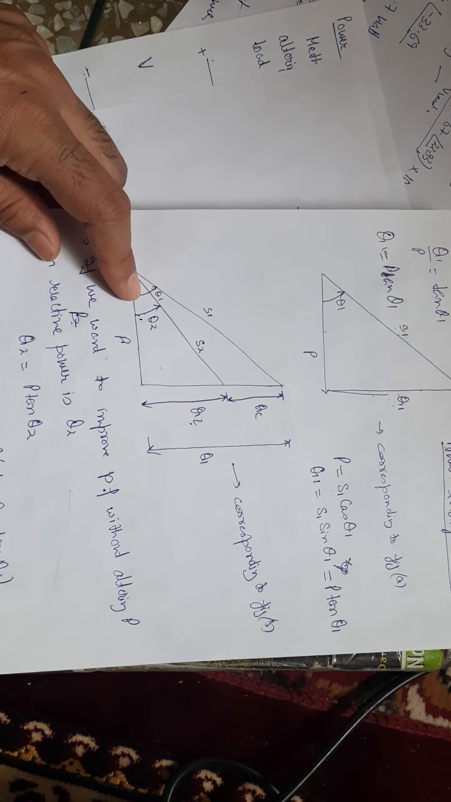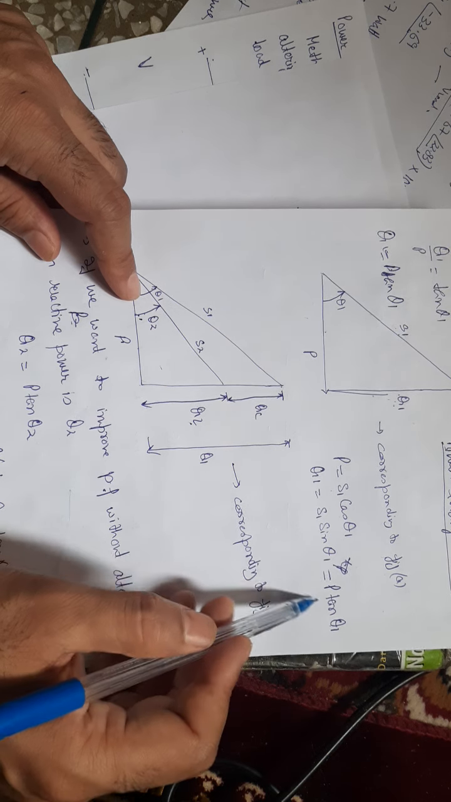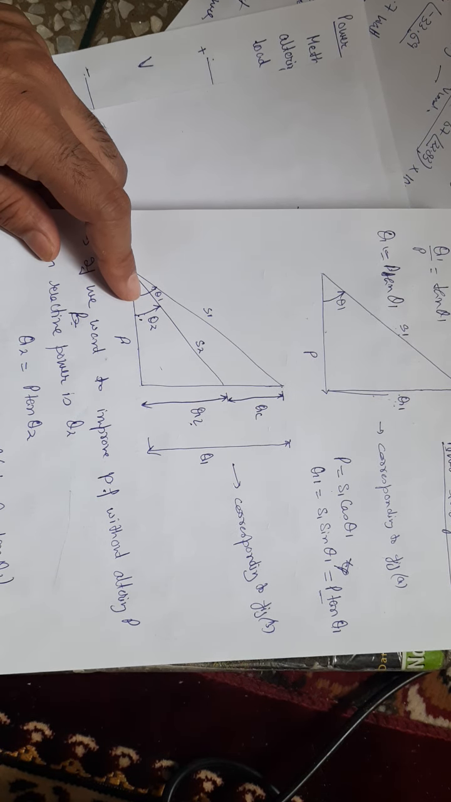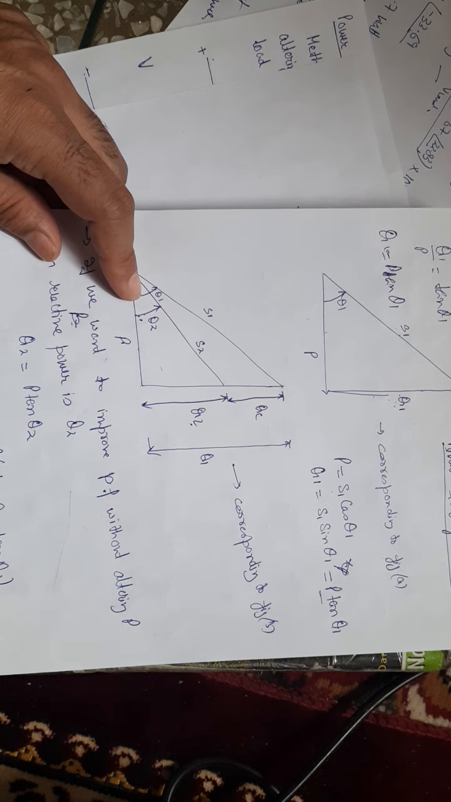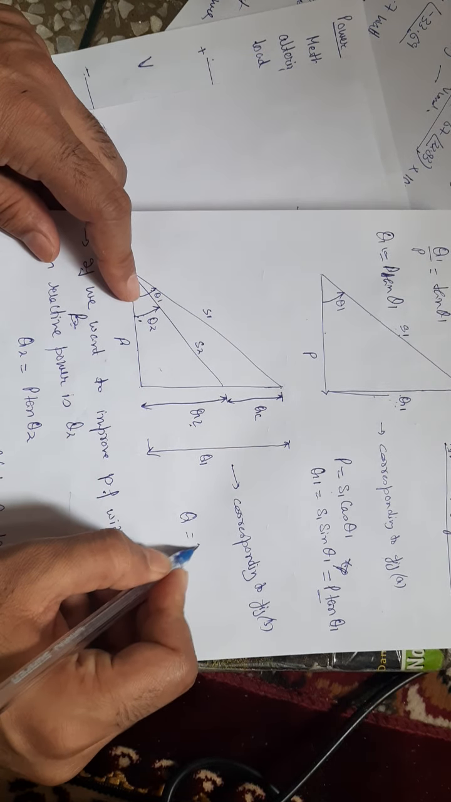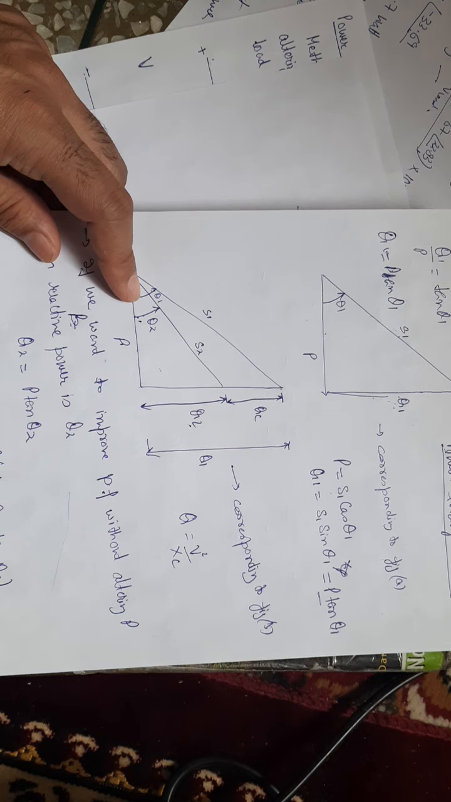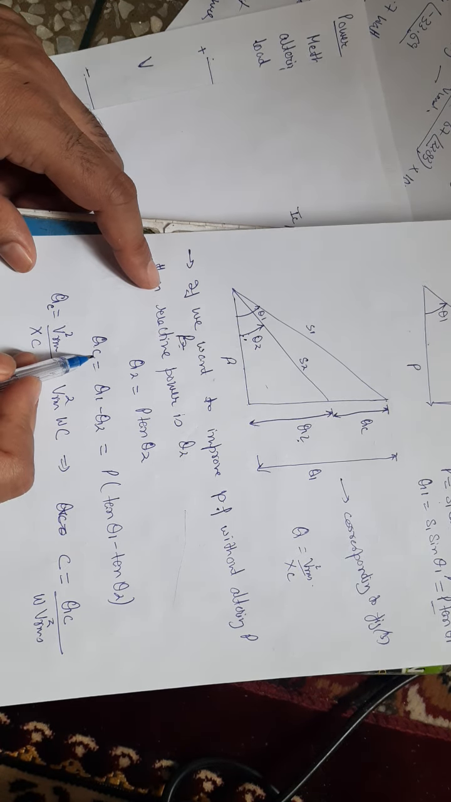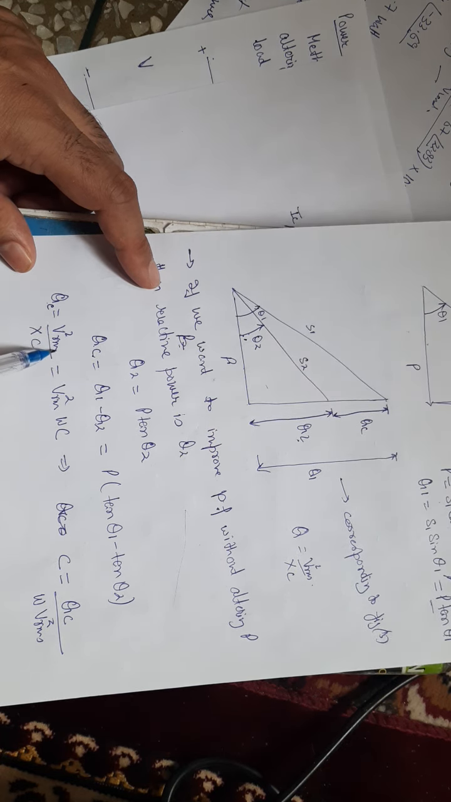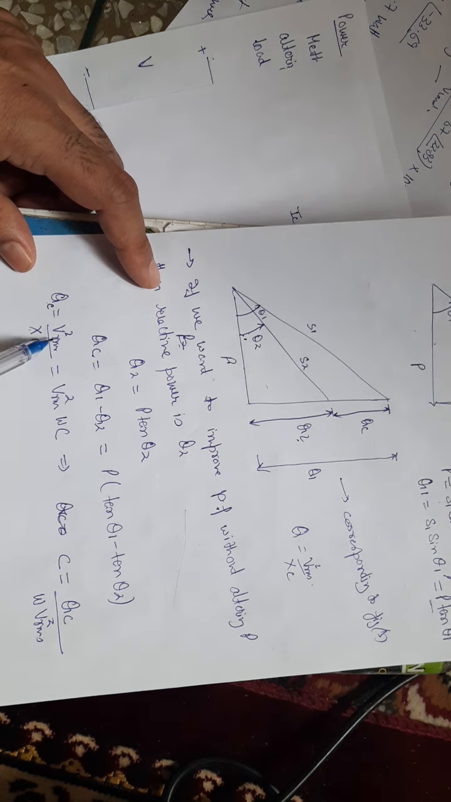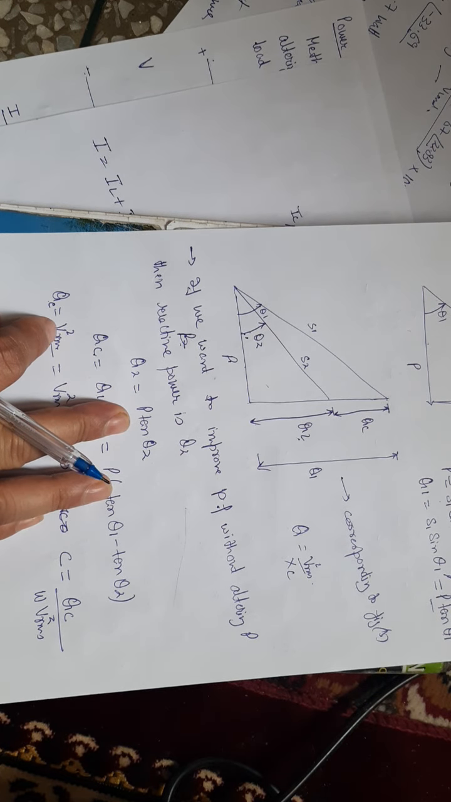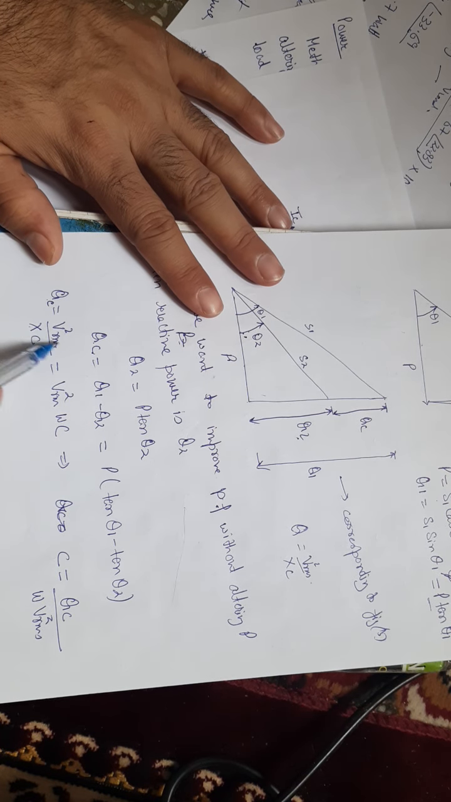So what will be Q1? Q1 is nothing but P tan theta 1. So P tan theta 1 minus P tan theta 2, taking P common, we are left with P multiplied by (tan theta 1 minus tan theta 2). This is my QC. But you know that reactive power is nothing but V square divided by XC. This is the reactive power supplied by the capacitor. QC will be V RMS square divided by XC. Why V? V is the voltage across the capacitor, and the same voltage was across the RL circuit as well.